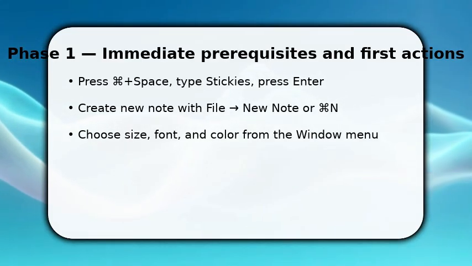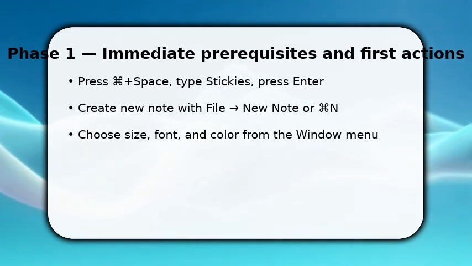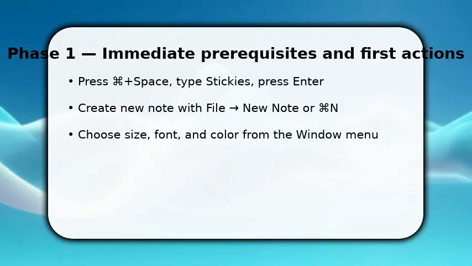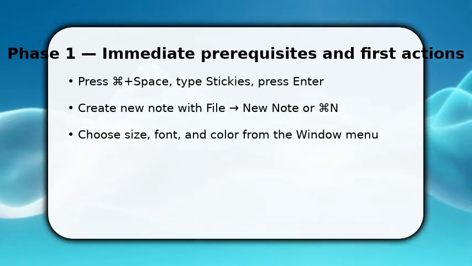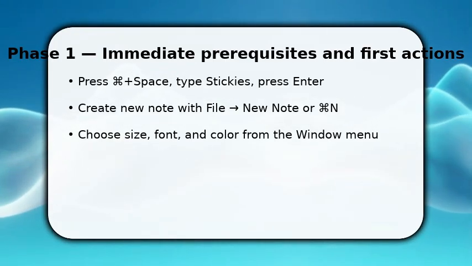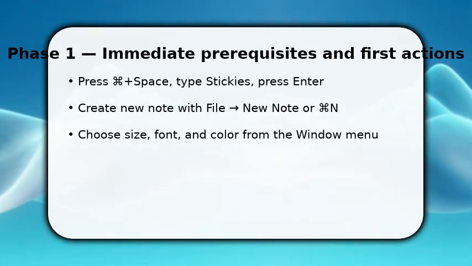Create a new note with Command plus N or File, right arrow, new note, and resize the window by dragging a corner. Once done, pick a font and color from the window menu to make the note readable at a glance. You do this now to set up clear, persistent reminders that sit above other windows.